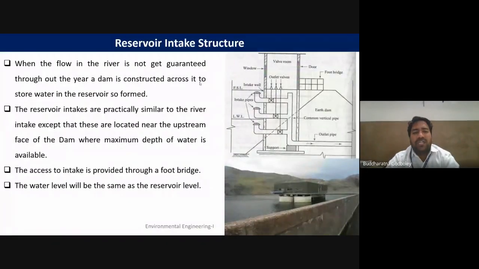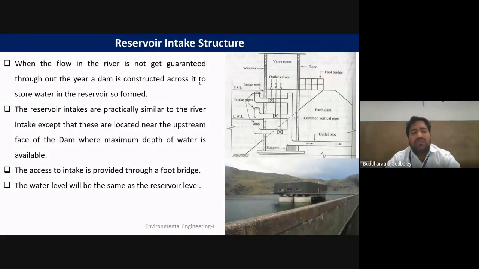The reservoir intakes are practically similar to the river intake, except that these are located near the upstream face of the dam where maximum depth of water is available. हमें ये वहीं बनाना चाहिए जहां पे आपको मैक्सिमम डेप्थ मिलेगा. मैक्सिमम डेप्थ आपको कहाँ मिलेगा? Always you will get in the upper stream.